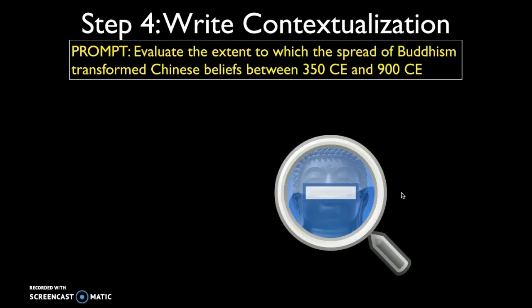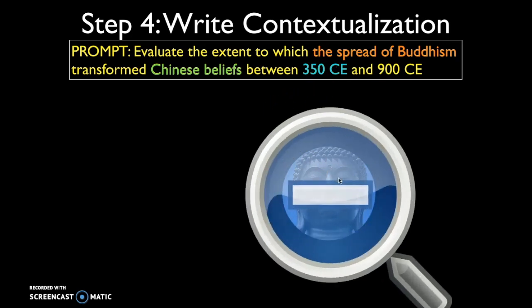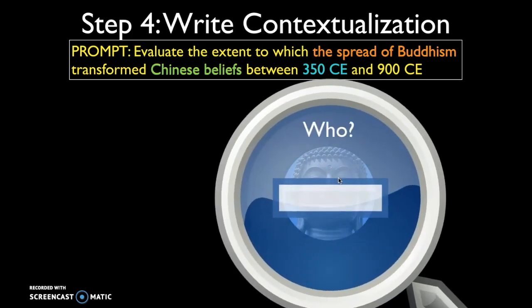So let's think about what might count as proper contextualization. Here we have our prompt: Evaluate, again, the extent to which the spread of Buddhism transformed Chinese beliefs between 350 CE and 900 CE. Again, the critical thing here is to provide some context for the spread of Buddhism and also Chinese beliefs. We need to focus on this first date, because we need to set the stage and explain, if we zoom out and assume that Buddhism has spread to China, there are a number of questions that we need to be able to ask.